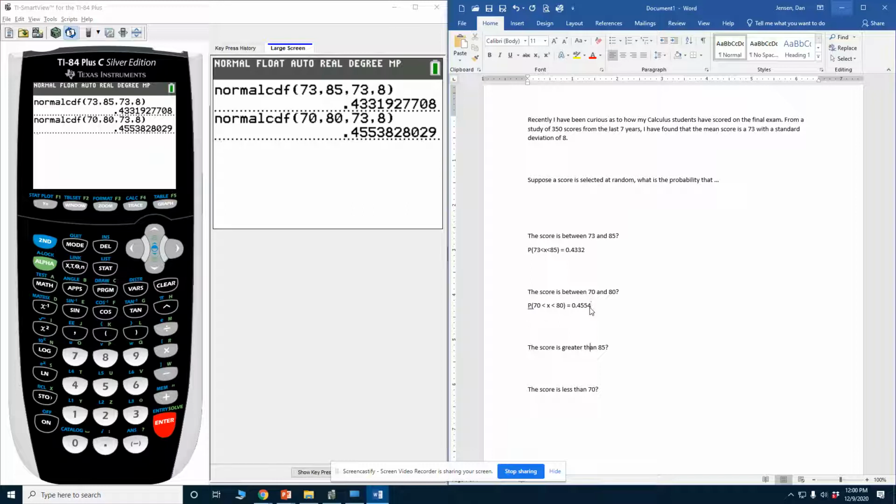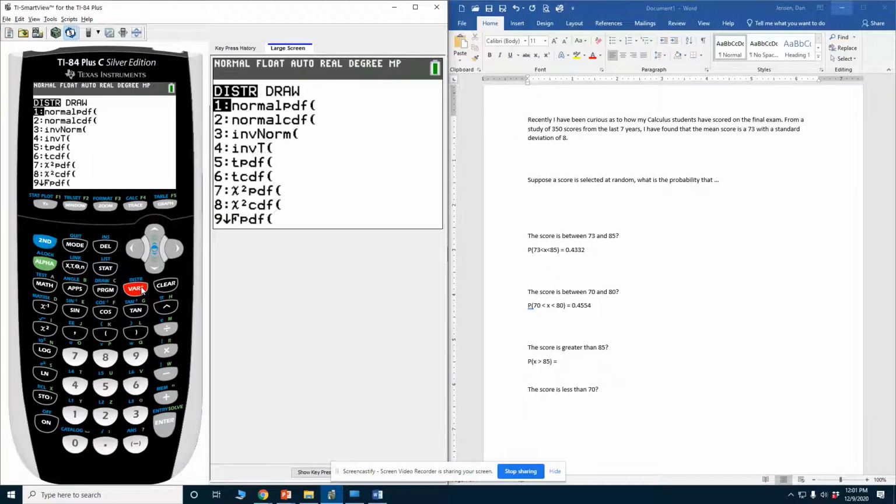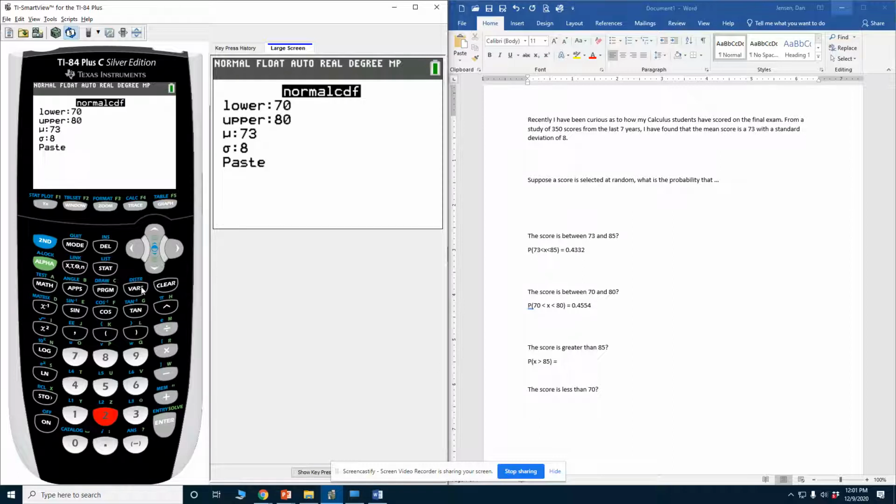Okay. Now, the last two here are interesting. Find the probability that X is greater than 85. Okay, if I want to find the probability that X is greater than 85, second distribution, again, normal CDF. If I want to find the probability that the score is greater than 85, 85 is my lower end of the range, but my upper end, notice that this is a one-sided interval. There is no upper end.